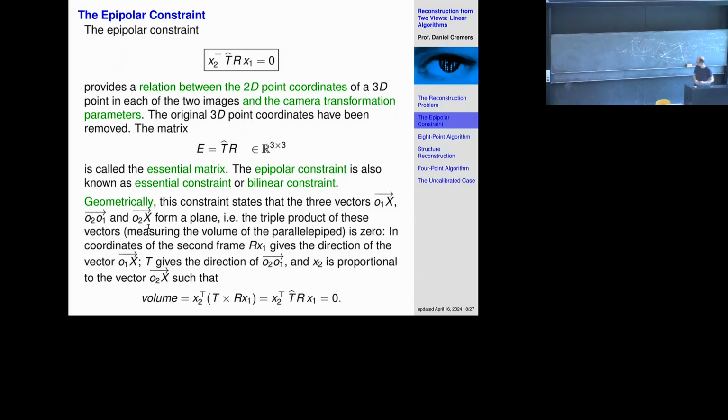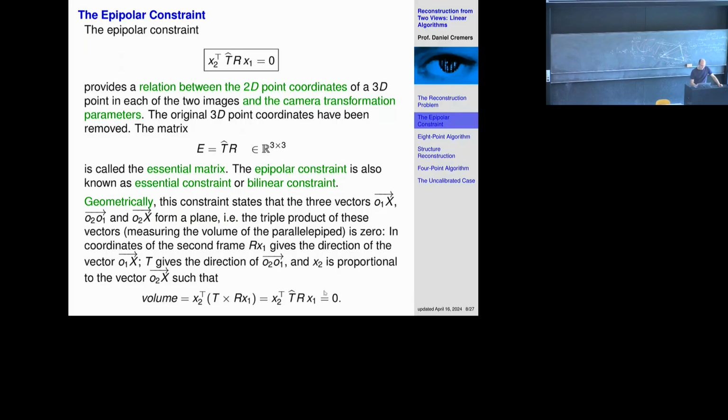So the 3 vectors that we have here, maybe I'll draw them in red. This vector, and this vector, these 3 vectors are t, x2, and rx1. And if we compute the triple product of these, t, rx1, and x2, then basically if we write this out, t cross, we can write as t hat times, right? This is the whole idea of this hat operator to mimic the cross product. Then we have x2 transpose times t hat rx1.